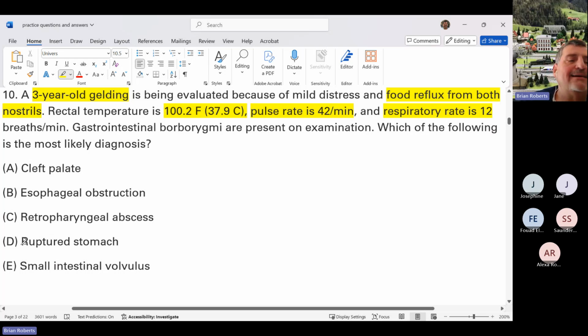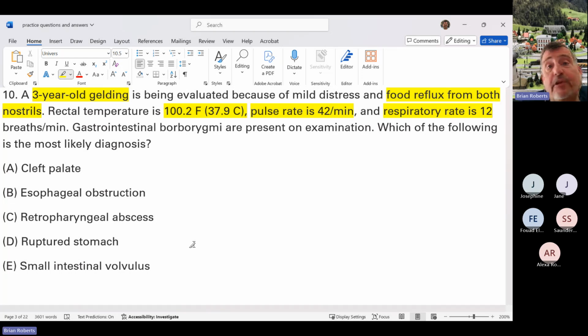We can probably rule out D and E, right? A ruptured stomach and small intestinal volvulus. I've never heard of a ruptured stomach in a horse, but I would guess they would have at least a high respiratory rate or something going on. So D and E, we can eliminate those. So we have cleft palate, esophageal obstruction, and retropharyngeal abscess.